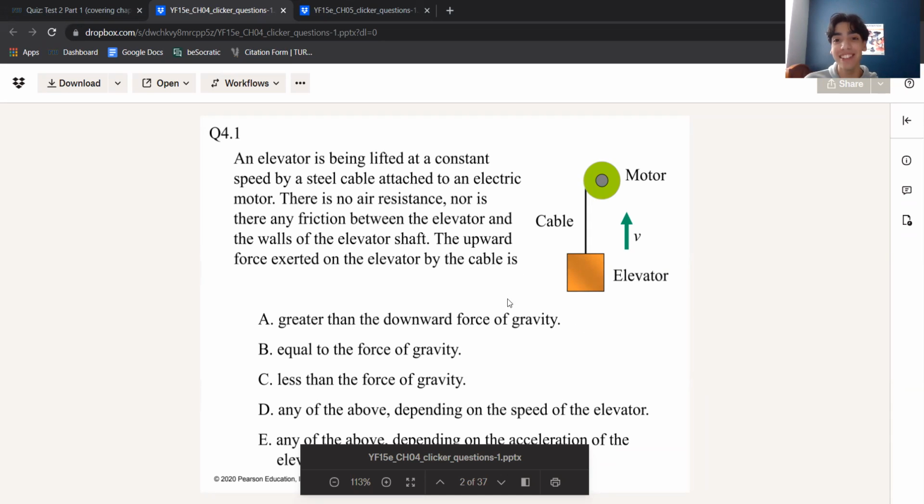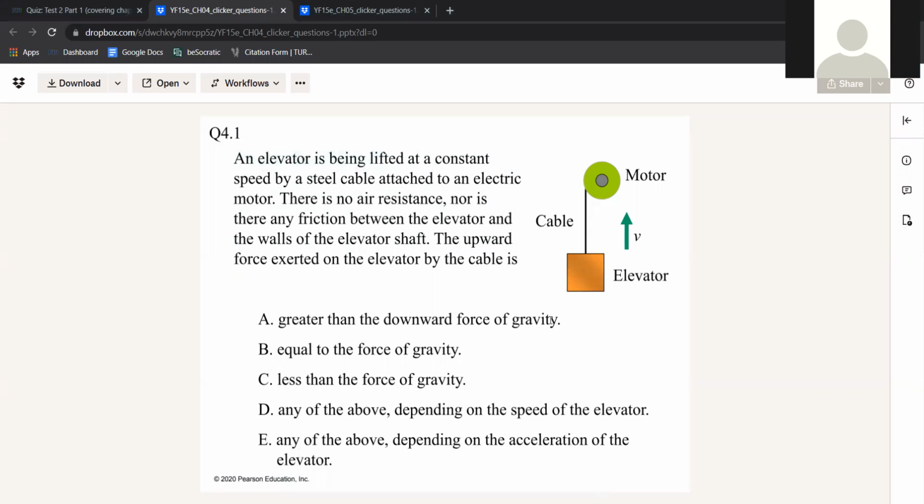Anyone want to come for this one? All right, go ahead. Floor is yours. So we have to take into consideration that the vertical forces of the elevator are the force due to weight of the elevator, which is equal to W newtons downward.